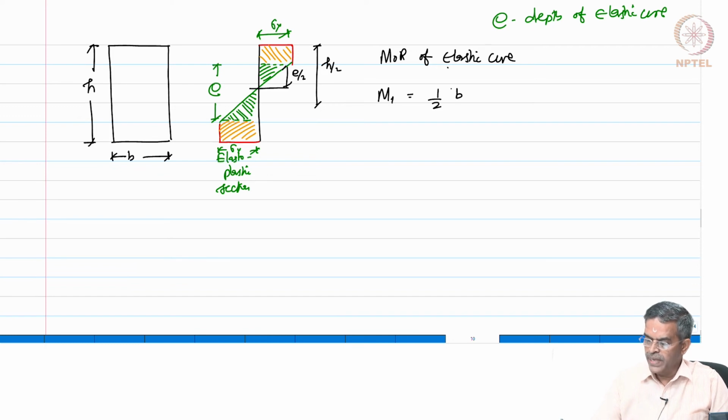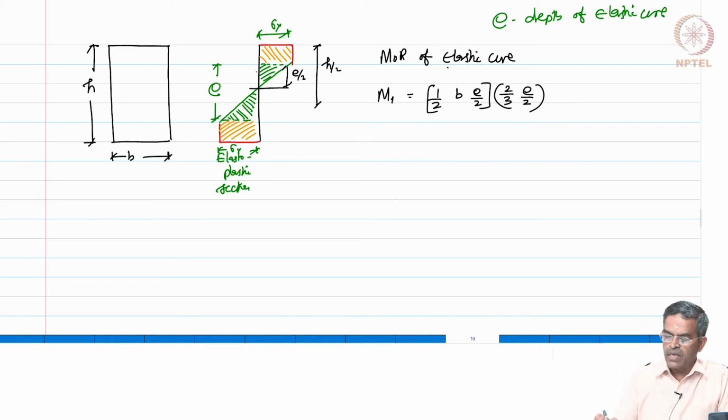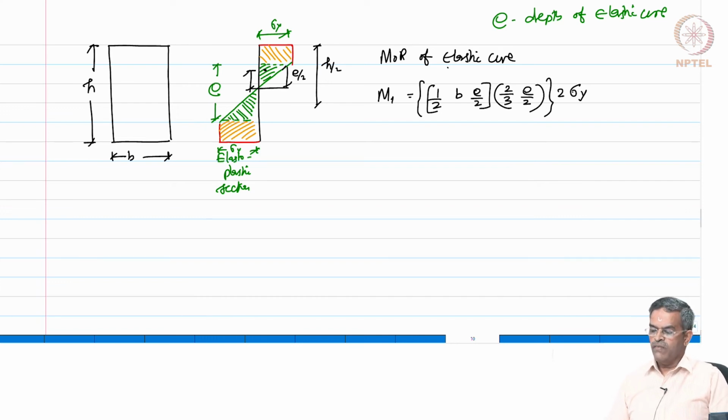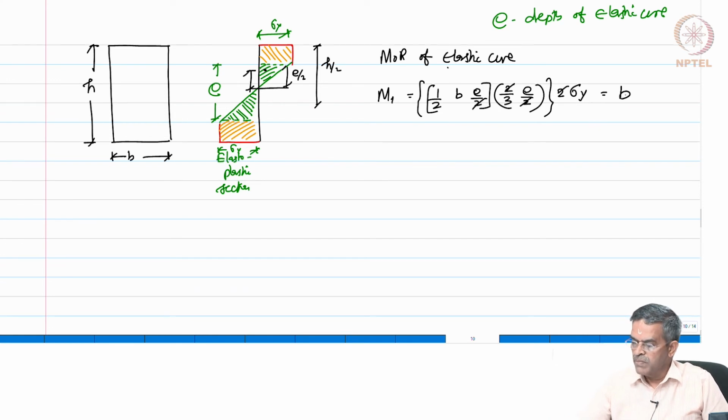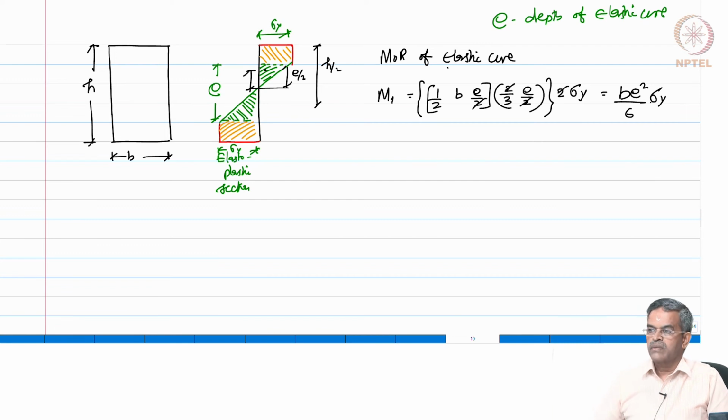So, half base, height is E by 2, and the CG of that is going to be 2/3 E by 2, am I right? It is a triangle, no? I am taking moment about this point, 2/3 E by 2. And I have two such things, one on the top and one on the bottom, and this is only the force. So, I will multiply this with the stress to get my moment, right? Okay. So, half base E by 2, 2/3 E by 2 and twice of that. So, let us cut the common values. So, can I get this as B E square by 6 sigma y, or equation number 1.